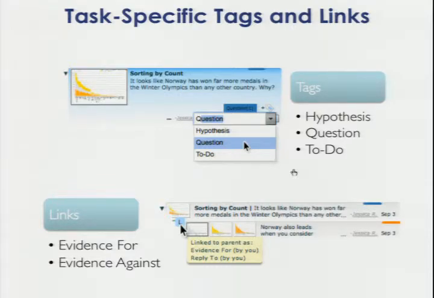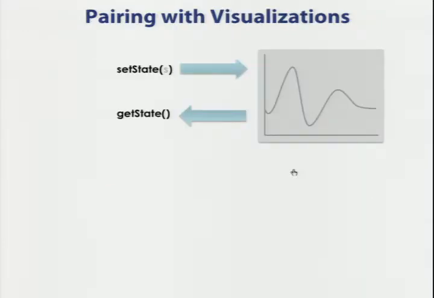The system is general. We could provide any set of tags and links. We've chosen these because they're relevant to the kinds of analytical tasks we're interested in. The other thing that's very important about comment space is that it works with any visualization that has a mechanism for setting the state and getting the state of the particular view of the visualization.